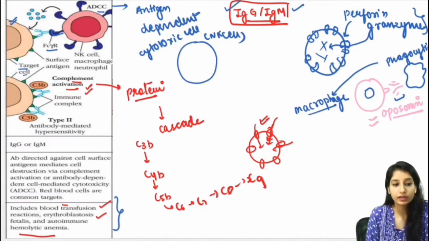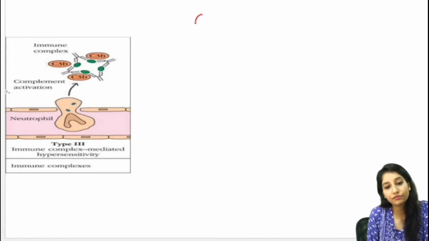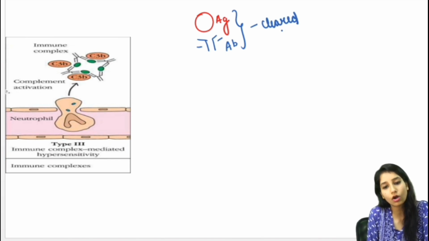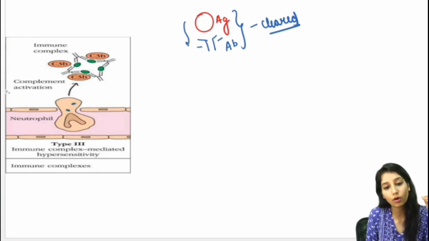Now let's move further and talk about hypersensitivity type 3, which occurs due to immune complexes. What is happening here? Normally, if an antigen has come into our body and an antibody is bound with it, this will be cleared by our immune system. This is a normal process. But due to some reasons, this antigen antibody complex is not cleared and is still present in our body.